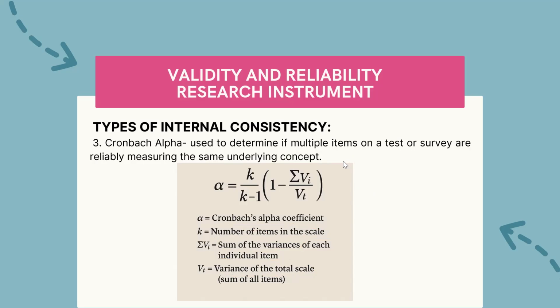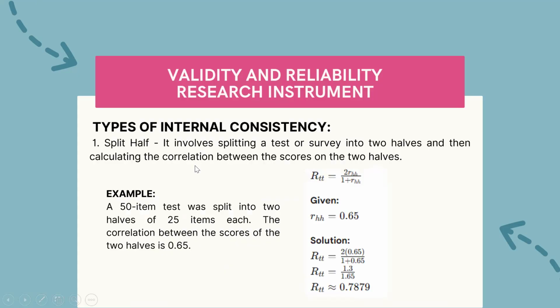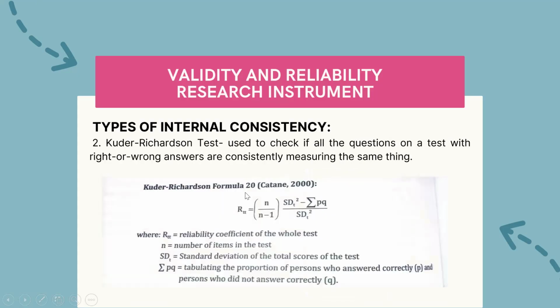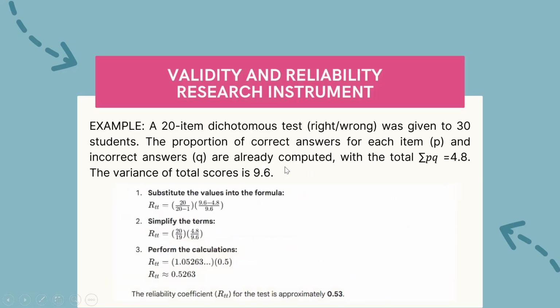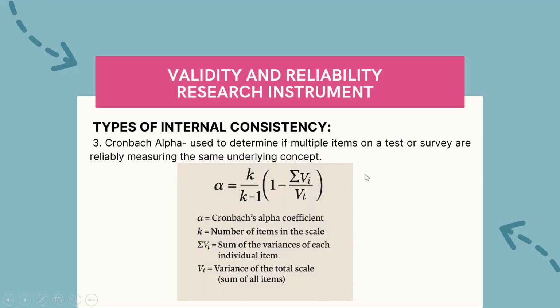Those are the types of internal consistency. Let's review. First, we have the split halves. This is the formula. We also have the Kuder-Richardson test. We also have this Cronbach alpha, which is the commonly used test for internal consistency. And I guess upon conducting pilot testing in a different school or different place, you will be using this tool in order to measure the reliability of your instruments.